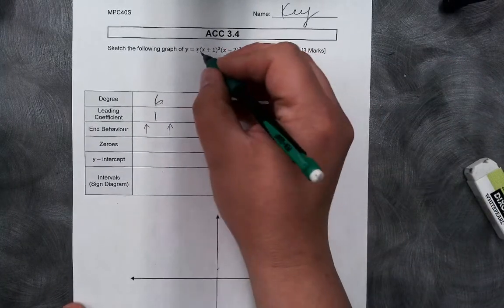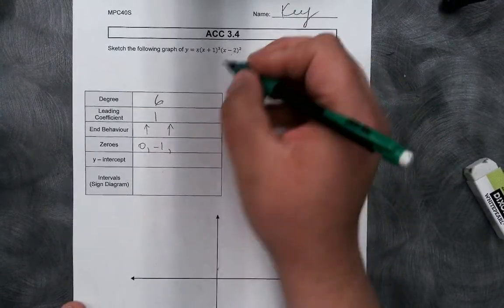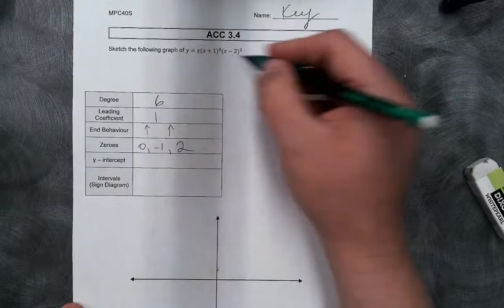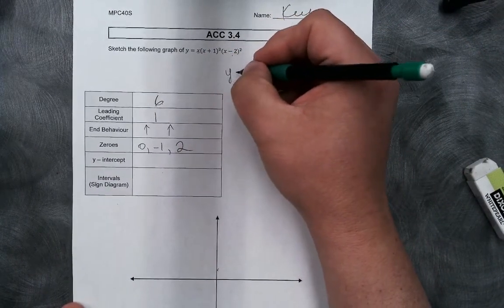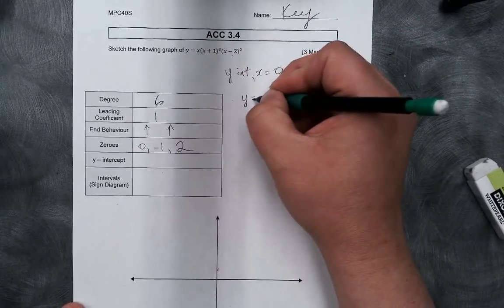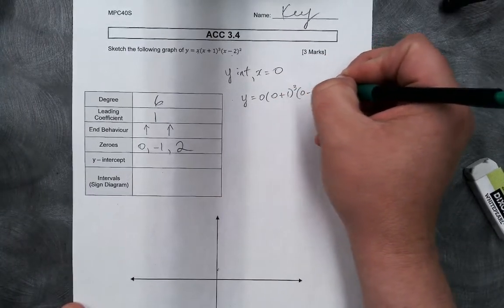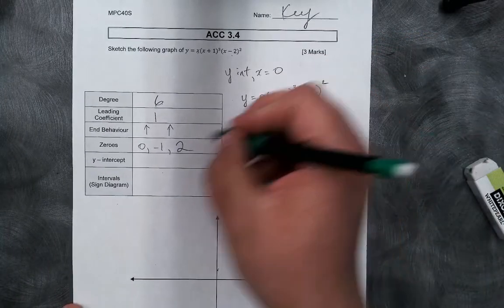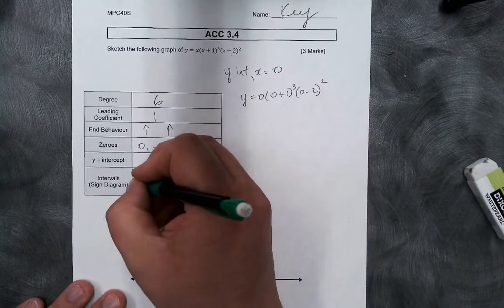My zeros, x is 0, x is negative 1, and x is positive 2 would all make this thing 0 if y was 0. And for the y-intercept, remember that y-intercepts happen when x is 0. So that'd be y equals 0 times 0 plus 1 cubed times 0 minus 2 squared. And you can tell anything times 0 is 0. So the y-intercept is 0. And my interval diagram will look like this.